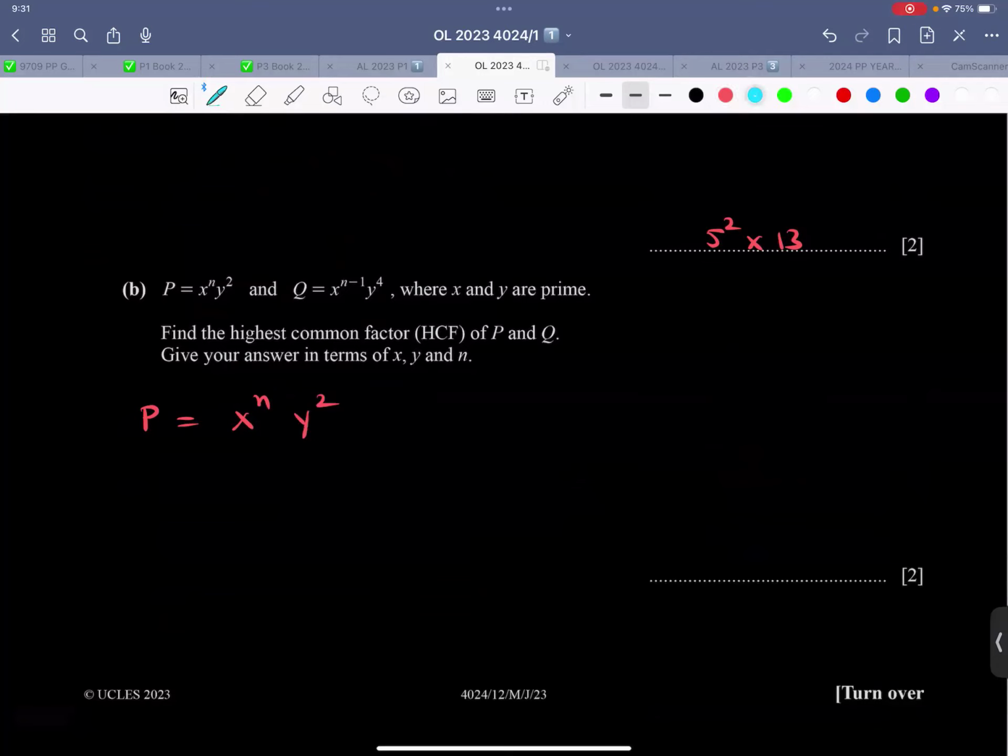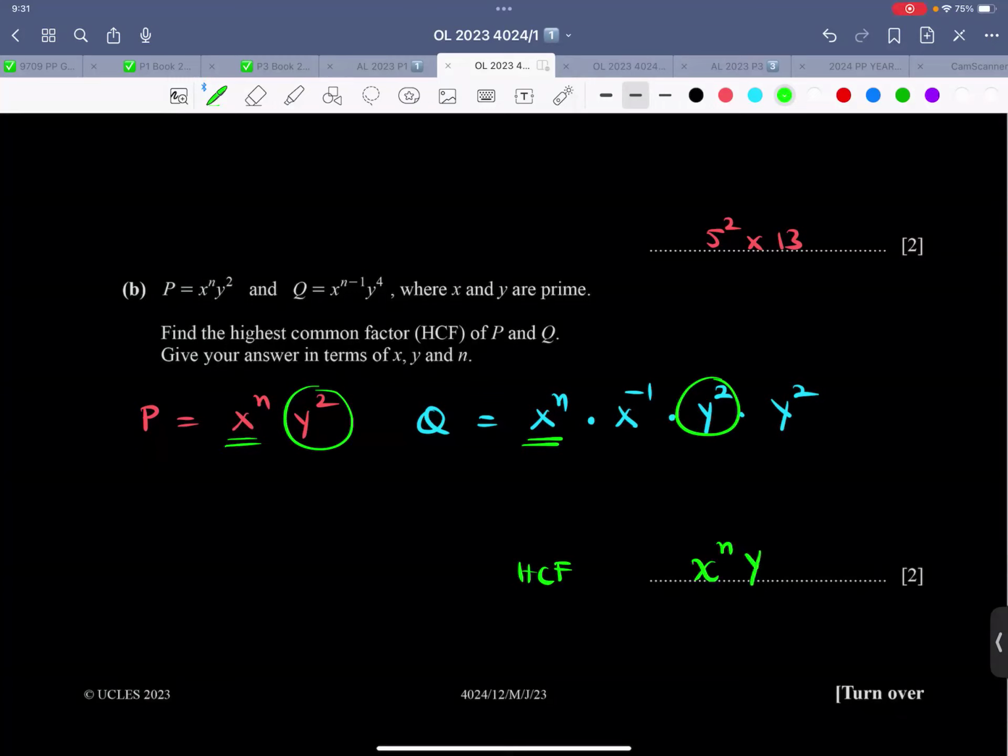But if I write Q, I'll write x to the power n. X to the power n minus 1 is x to the power n, x to the power minus 1. Y raised to the power of 4 is y squared and y squared. Now, if I talk about HCF, this is common and this is common. So therefore, this is x power 1, y raised to the power of 2. So that is the answer of this thing.